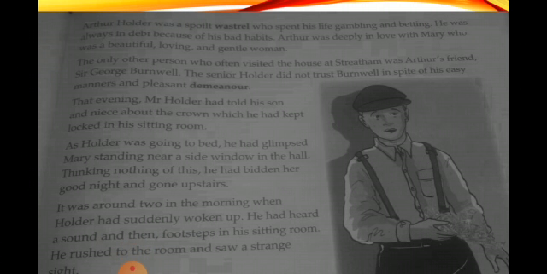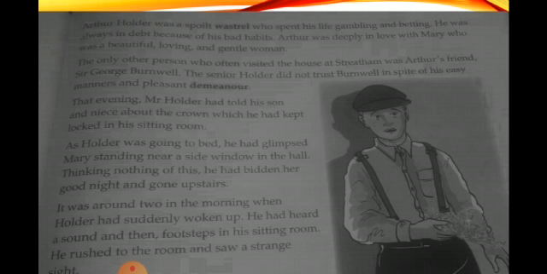Arthur was deeply in love with Mary, who was a beautiful, loving, and gentle woman. The only other person who often visited the house at Streatham was Arthur's friend, Sir George Bunwell. The senior Holder did not trust Bunwell in spite of his easy manners and pleasant demeanor. So now here demeanor means the way that someone looks or behaves.